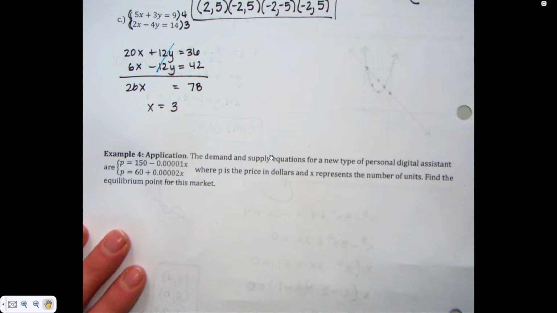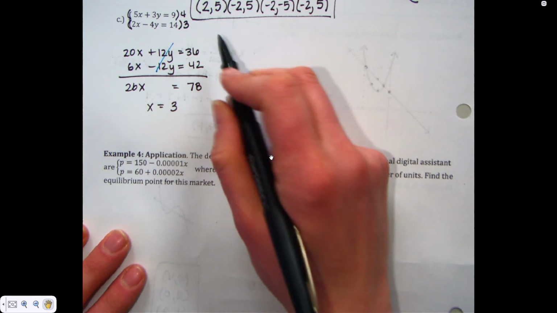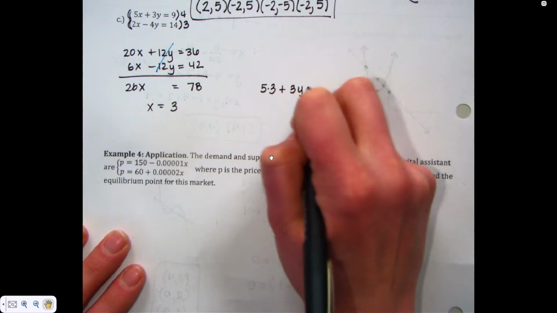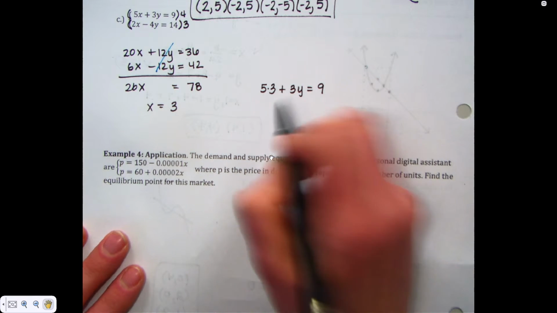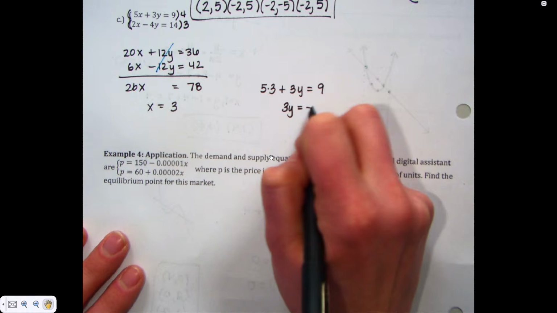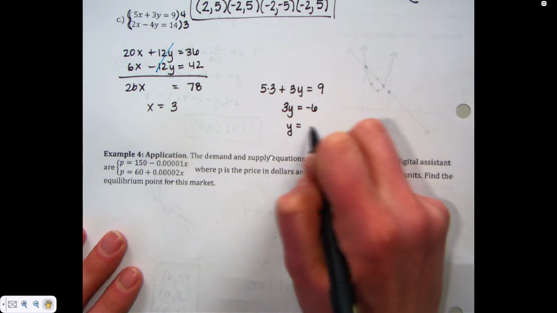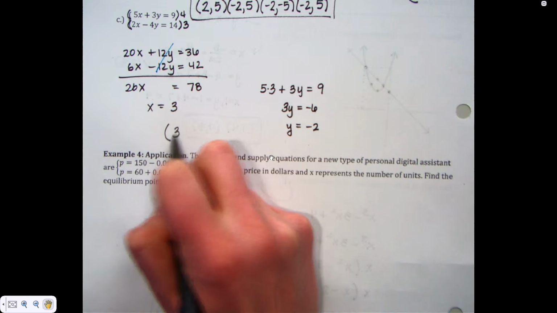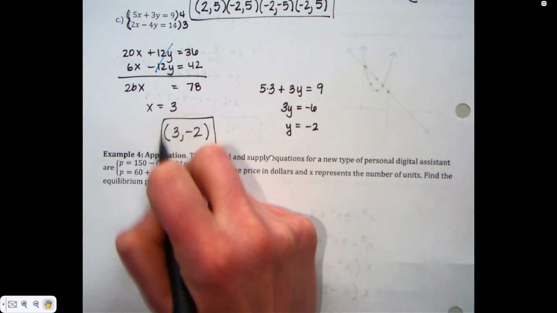Don't forget, you've got to go backwards and solve one of the two equations. It doesn't matter which one. I elected to go back to the first. 5 times 3 plus 3 times y has to equal 9. So 15, take that away from 9, I get a negative 6. And my y is negative 2. You should be writing your solutions as coordinates. So there we go.